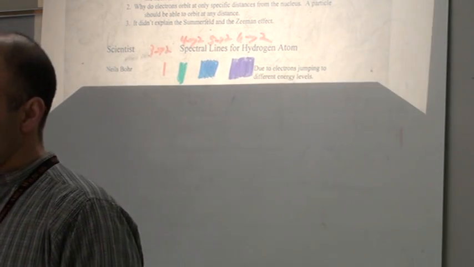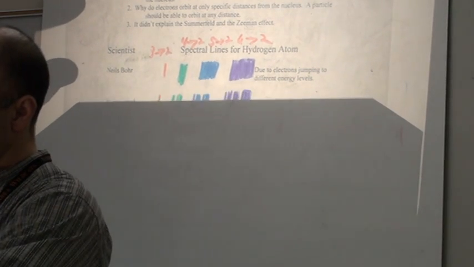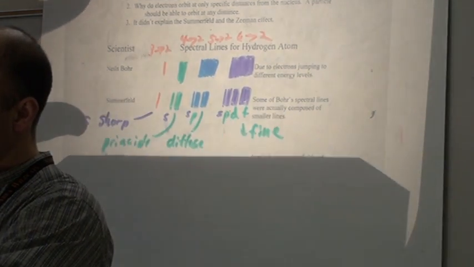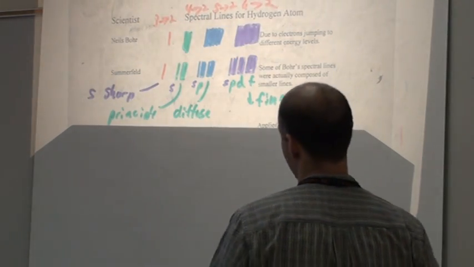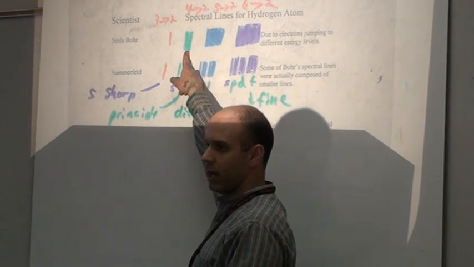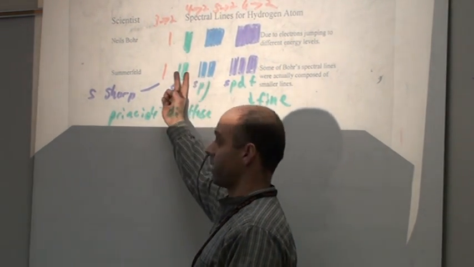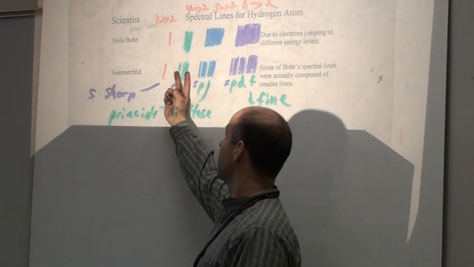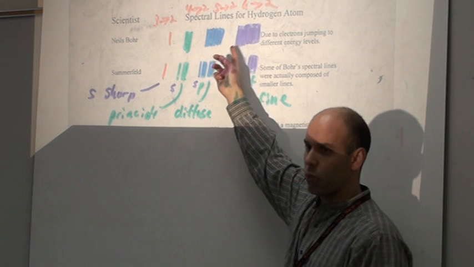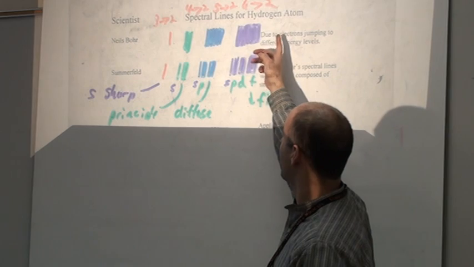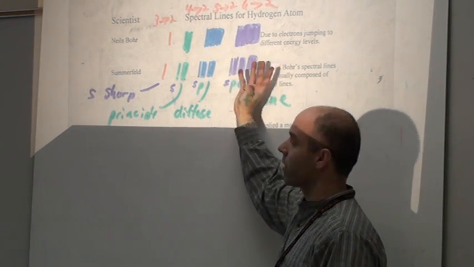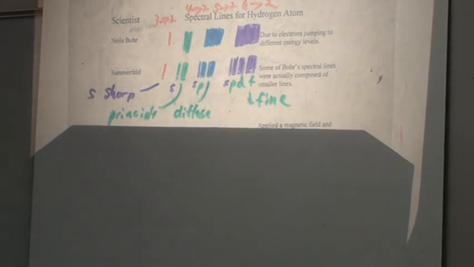So, Sommerfeld, with his spectroscope, was able to realize that the green line was not just a green line, it was two green lines. And the blue line was not just one blue line, it was actually three blue lines. And the purple line was not just a purple line, it was actually four purple lines. So you might have been able to see some of those lines being actually 2 or 3 or 4.